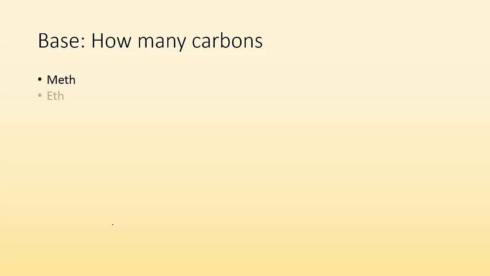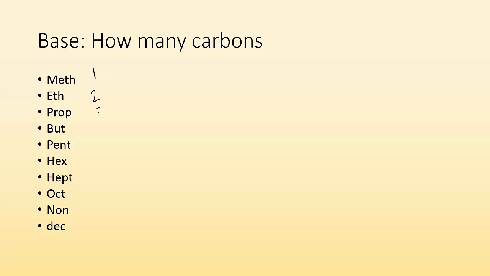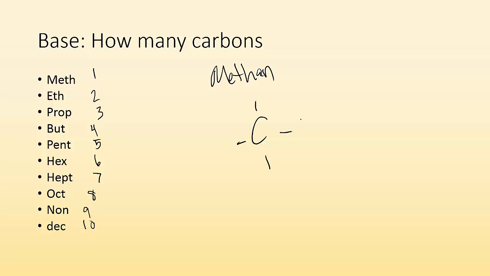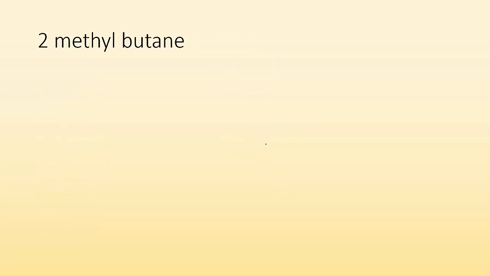So the base, how many carbons? So you need to memorize some other stuff. Meth tells you that there's one carbon. Eth 2, prop 3, but 4, pent 5, hex 6, hept 7, oct 8, non is 9, and dec is 10. So if I had methane, well, that tells me that I have one carbon and it's bonded with just hydrogens on there, right? Oh, forgot the E up there. So yeah, so that's telling you how many carbons there.